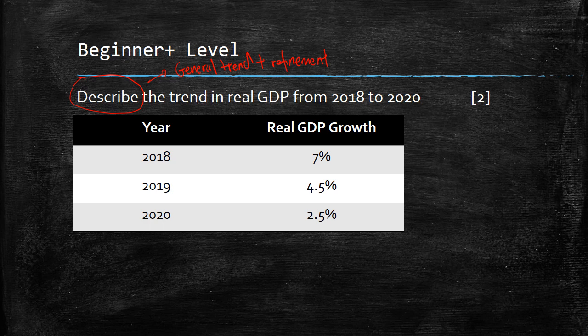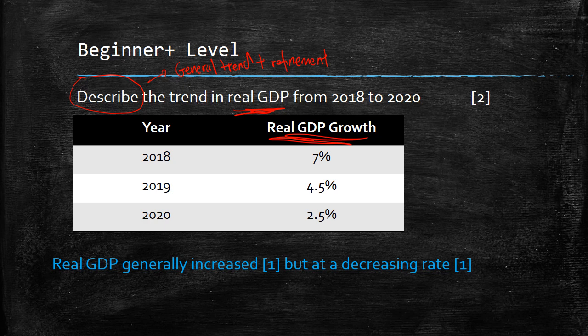Alright, so for this question, there's a trick here. The question asks for real GDP, but the data given is real GDP growth. So you have to be careful. You cannot just directly read off the data.